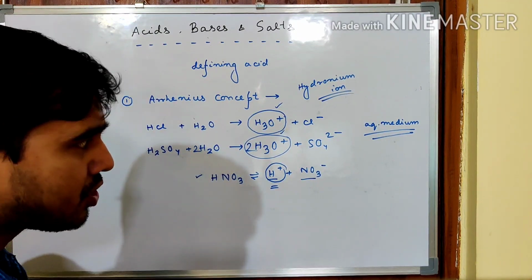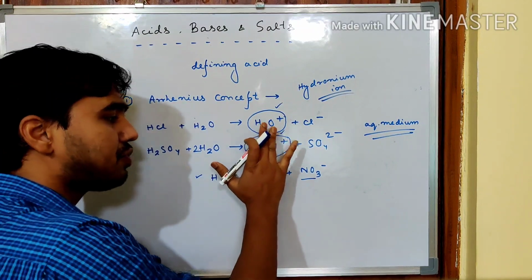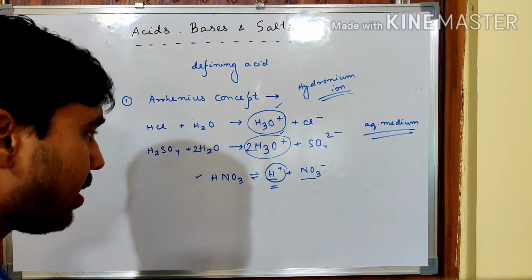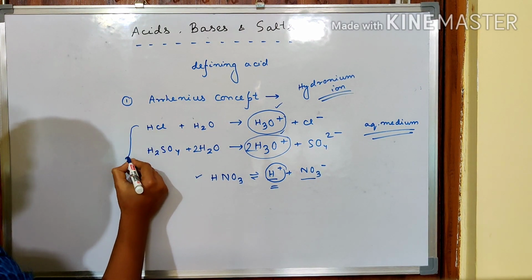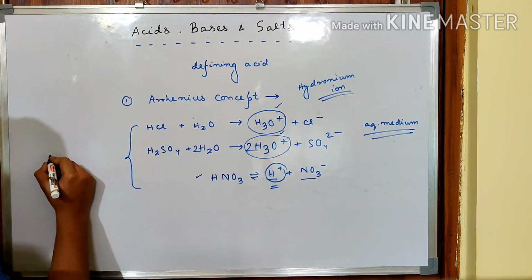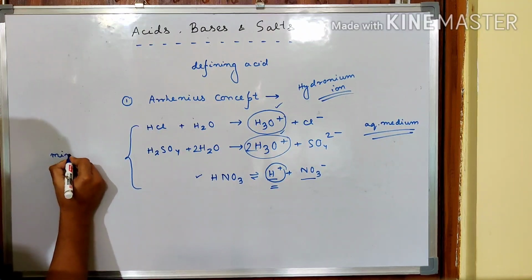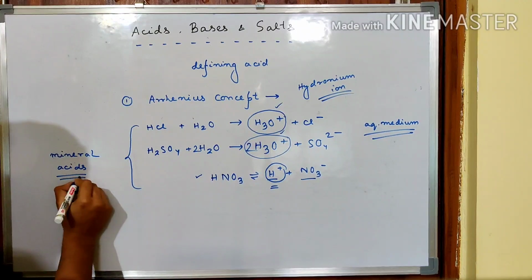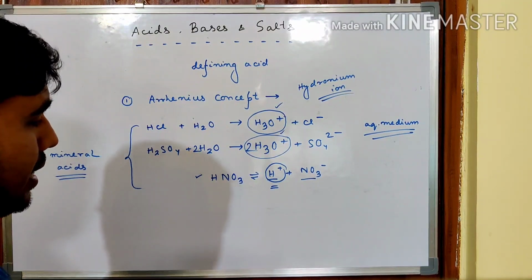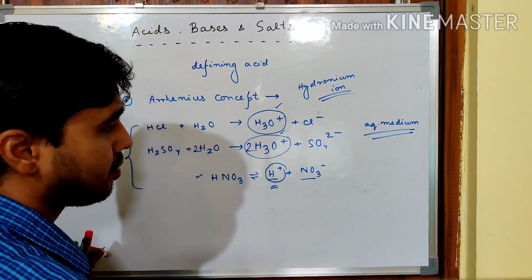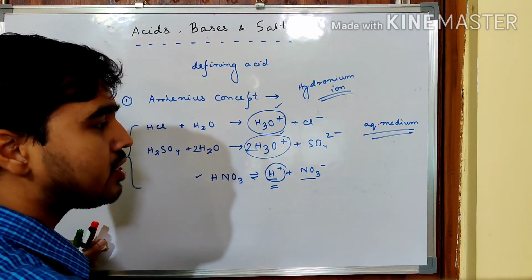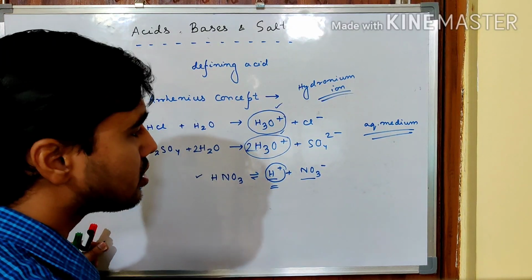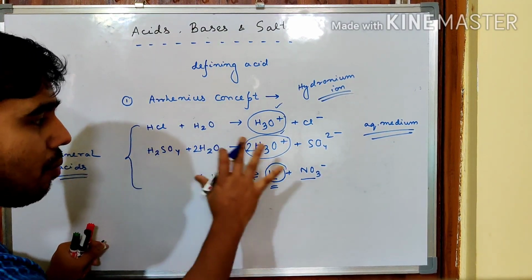So in a nutshell, we can say that whoever can generate H3O plus or H plus ions is said to be an acid. And as you know, all these three acids are also called mineral acids. In the mineral acids, the tendency of dissociation or the strength of the acid is usually higher. We are going to discuss that later on. So this is all about acids.